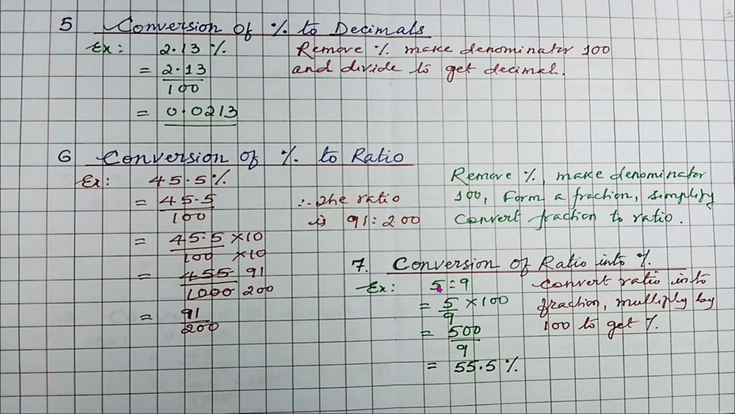If you are given a ratio 5:9, convert it into a fraction 5 by 9 and multiply by 100, and we get the percentage. So conversion of ratio into percentage is very simple. Convert the ratio into a fraction, multiply it by 100, and we get the percentage. Therefore 5:9 is 55.5%. Remember that.